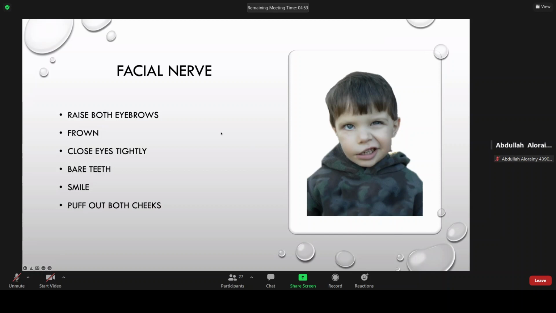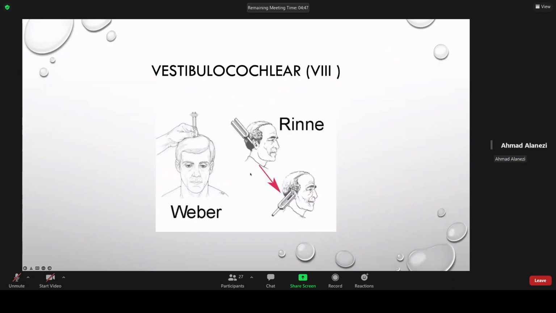Okay, and then vestibulocochlear nerve, again by Weber and Rinne test. Weber to see if there is any lateralization, Rinne to differentiate between conductive and sensorineural. So if there is no lateralization from Weber, that's normal. If there is lateralization, for example, to this ear, either we are dealing with conductive hearing loss in this one, or this one is normal and there is sensorineural hearing loss in the other one.